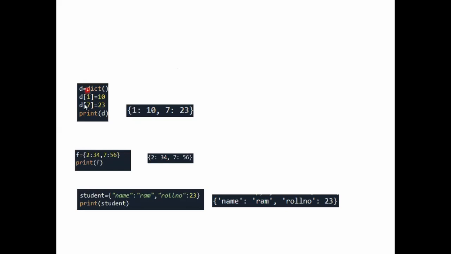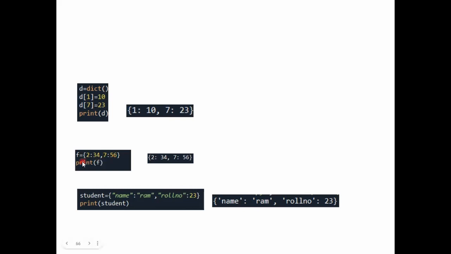So here is how we can create the dictionary by using the dictionary method without using the curly braces, and this is how we are assigning the values. Here we are assigning the value. So what will be the key? Here the keys are mentioned. D of 1, this is your key and this is your value. This is D of 7, so 7 is your key, and we are assigning the value here. Now 2 is the key and 34 is the value, 7 is the key and 56 is the value.